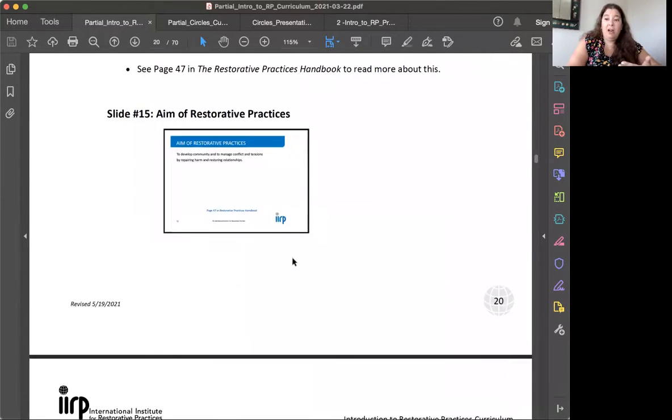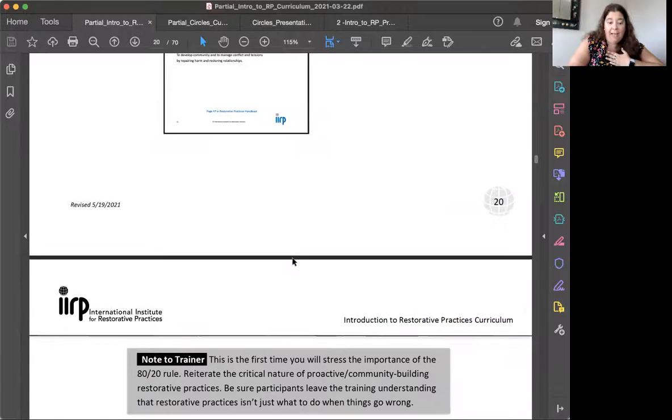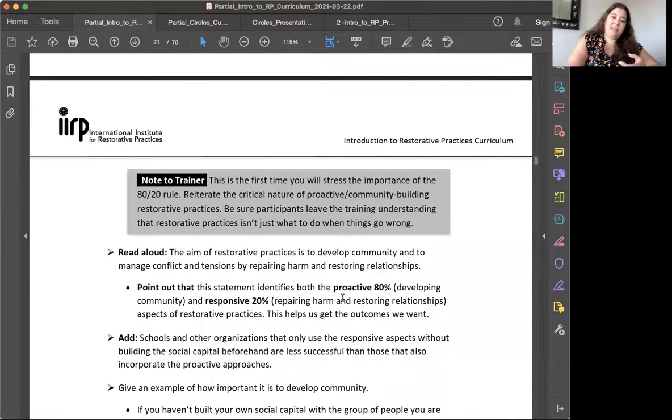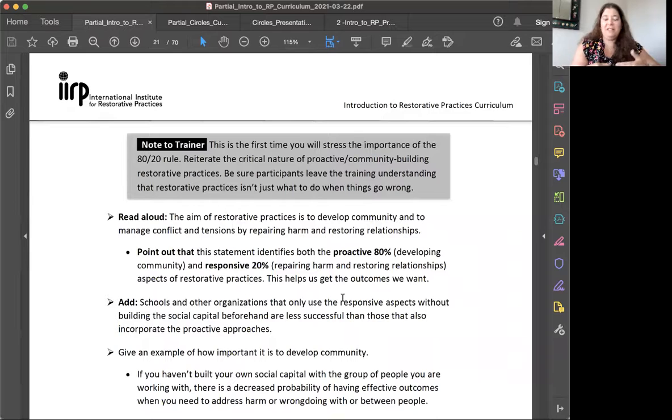So that brings us to our fundamental hypothesis, right? And the aim of restorative practices, which is really our why, right? Why we do what we do. This is also the first time you'll start to stress the importance of the 80-20 rule, right? Which is that 80% of our interactions should be proactive, so that we've built that social capital and laid the groundwork for when we do need to respond to wrongdoing or harm.